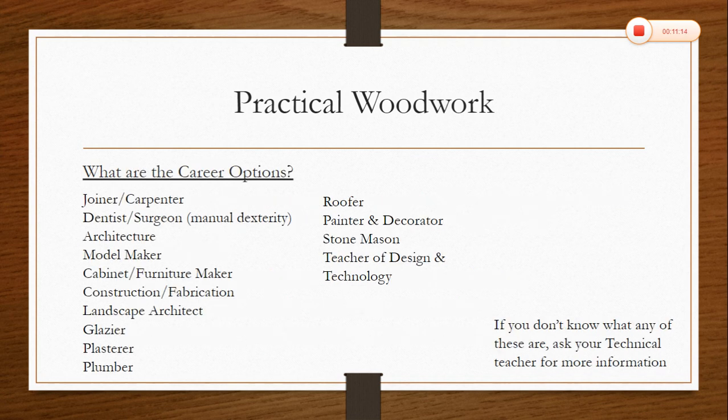What career options are there? Obviously things like joiners and carpenters, roofers, painters and decorators. But you could also go on and do some of the more kind of skilled ones like cabinet and furniture making, glaziers and plasterers, landscape architects, and once again, even a design and technology teacher. And as always, if you don't know what any of these are, then you need to ask the questions.